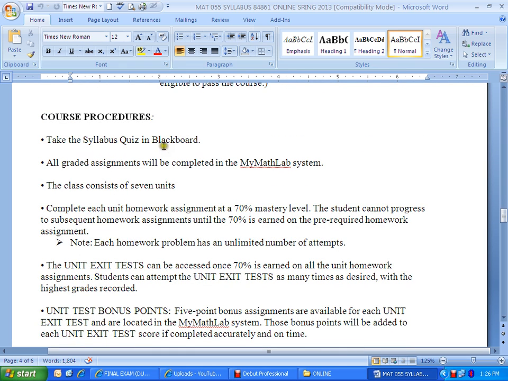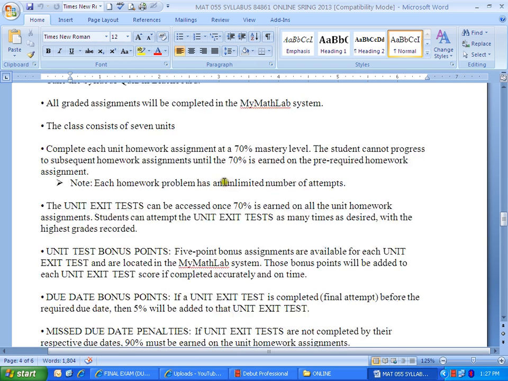First, take the syllabus quiz in Blackboard. You can't register MyMathLab until you have taken the syllabus quiz. That's where you can find the course ID for MyMathLab. That grade is not included in your overall grade. It just has some information for you to take note of. All your graded assignments are found in the MyMathLab system. There are 7 units.